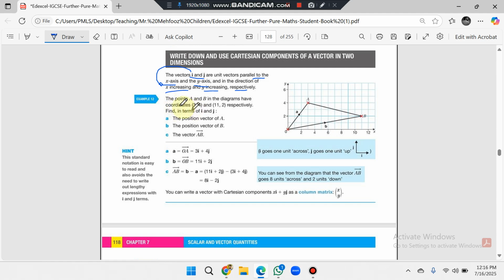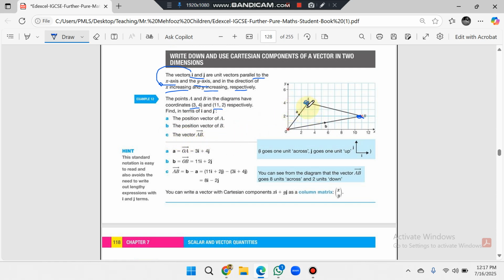Here is an example. The points A and B in the diagram have coordinates (3, 4) and (11, 2). So first of all, we have to plot the points. (3, 4) is 3 on the x-axis and 4 on the y-axis. This is the point (3, 4). And also 11 on the x-axis and 2 on the y-axis. This is the point (11, 2), right? Respectively, find in terms of i and j the position vector of A, the position vector of B, and the vector AB. So what is the position vector of A?